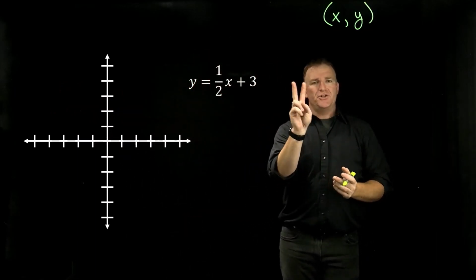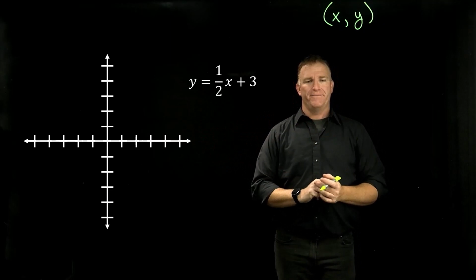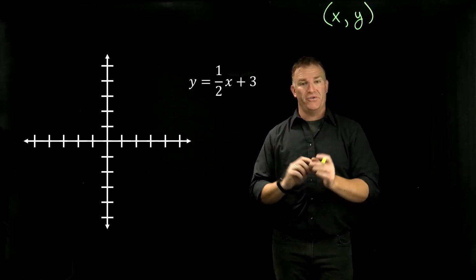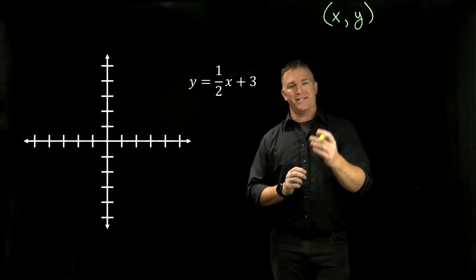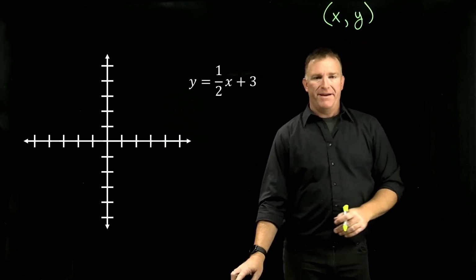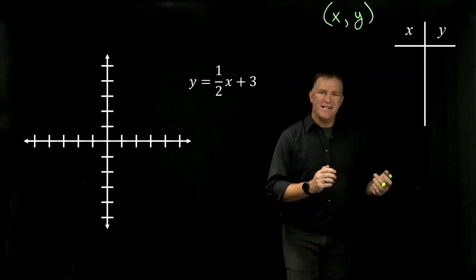Because I only need 2 points that lie on this graph to draw the line of that graph. There's only one line that would go through any 2 points, as we'll see in a little bit. All right, to find those ordered pairs, those xy pairs, what we're going to use is an xy table.